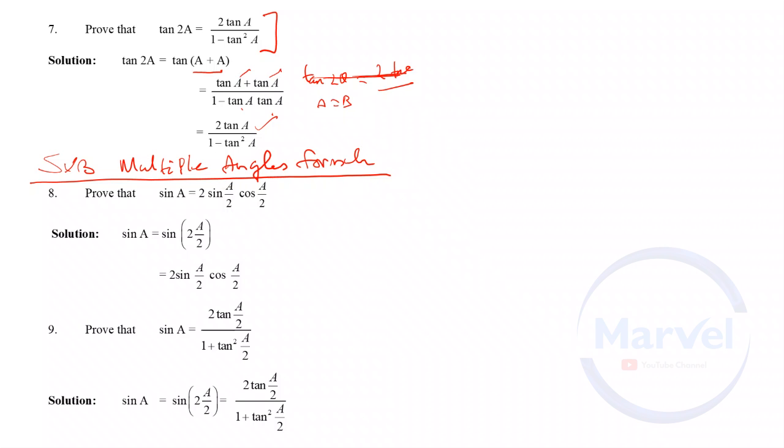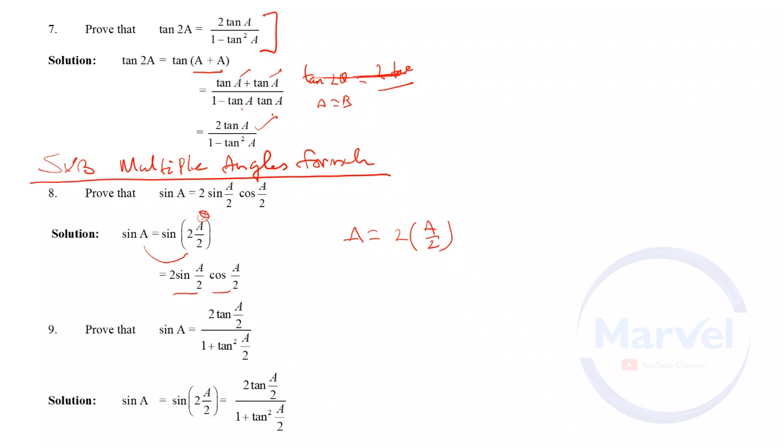Sin a, any value can be written as twice of half of that value, correct? So a equal to twice of a by 2. Assume this is 2 theta, sin 2 theta. What is sin 2 theta? 2 sin theta into cos theta. Correct? Next, everything the same.